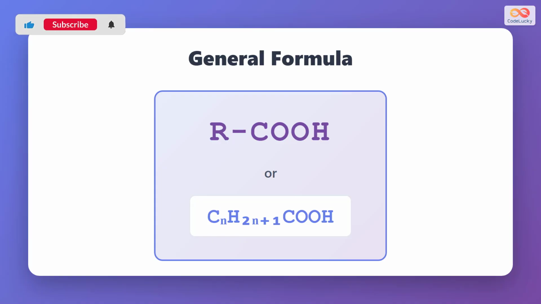Carboxylic acids follow a general molecular formula. The simplest way to represent them is R-COOH, where R represents any alkyl group or hydrogen atom attached to the carboxyl group. Alternatively, we can write the formula as CnH2n+1COOH, where n represents the number of carbon atoms in the alkyl chain. This formula helps us understand the pattern in the molecular composition of different carboxylic acids as the carbon chain length increases.